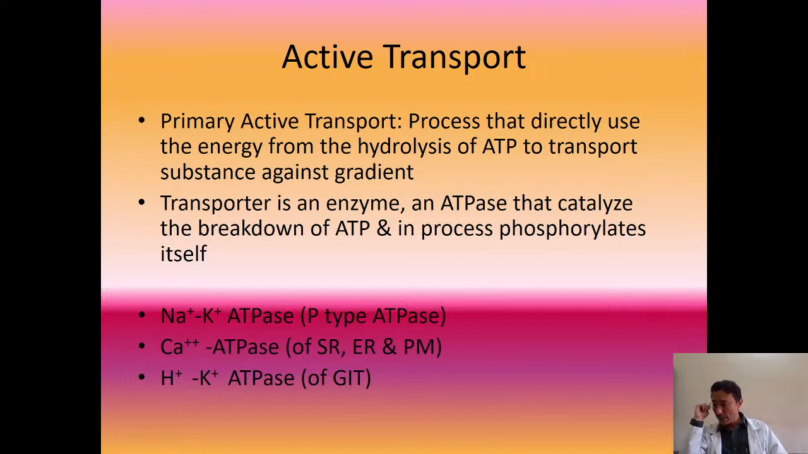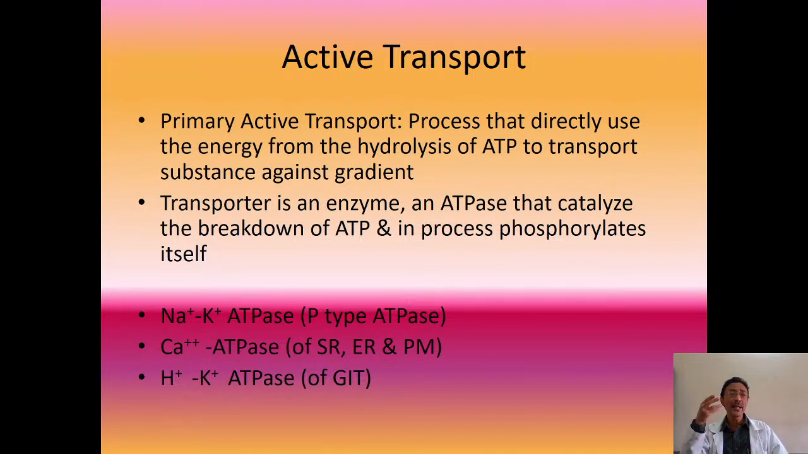The hydrogen potassium ATPase is another example where there is a transport of hydrogen ions and potassium ions across the cell membrane, and this is against the concentration gradient. Then we have the transportation of only hydrogen ions or protons, which you will see in the endoplasmic reticulum and in the Golgi apparatus and in the structural organelles.